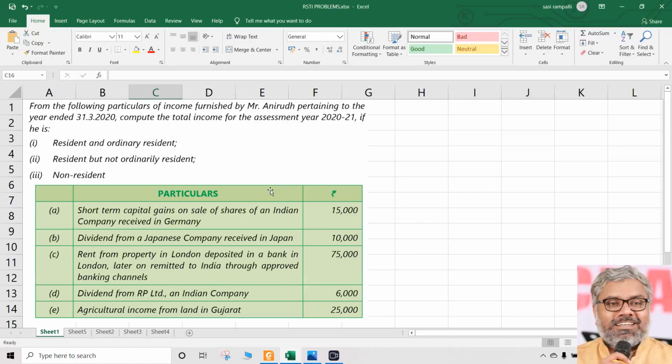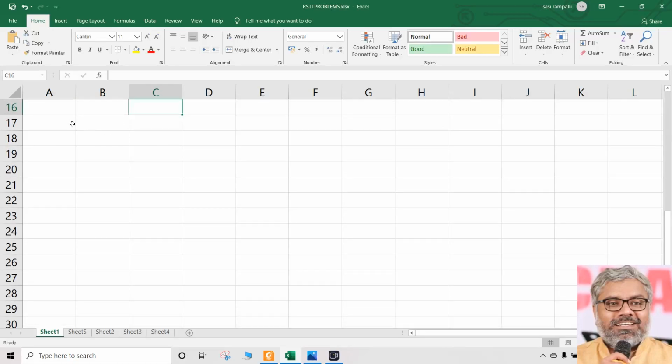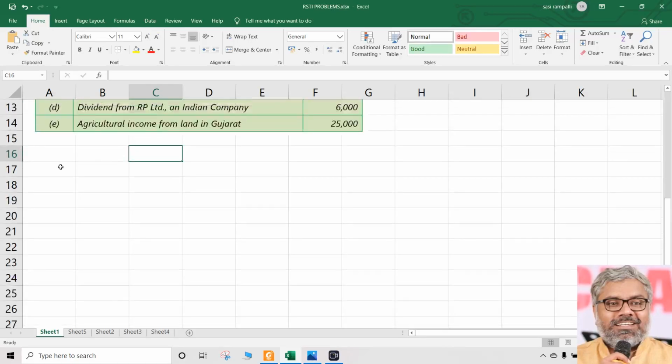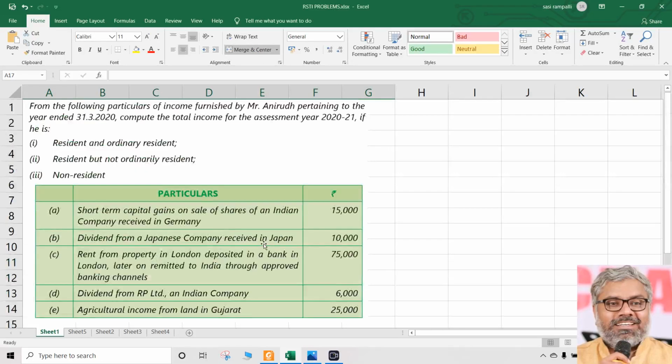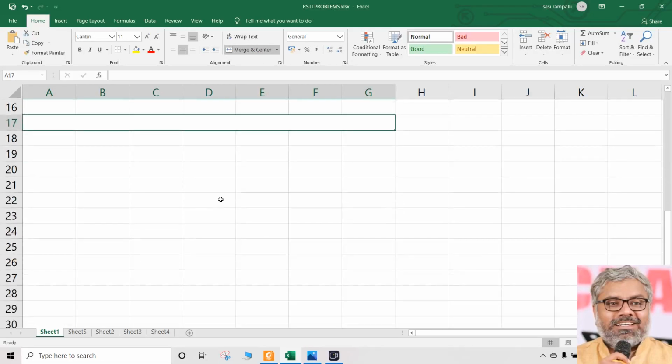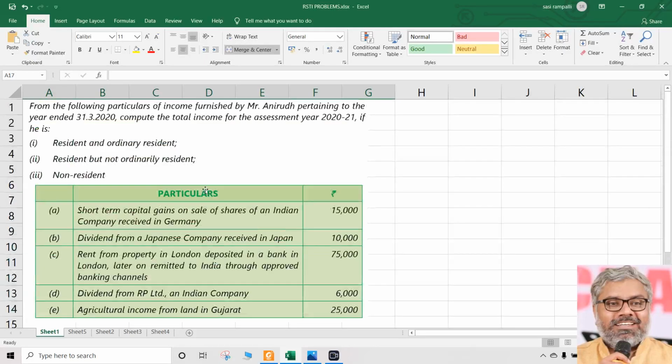For any question in the income tax, normally the presentation has to be very good. And I'm not going to tell that every time. First of all, there should be a proper heading. And what could be the heading here? Always it could be more or less the same. Statement showing computation of dash. That dash is what is asked in the question. Total income. Total income of whom? Of Mr. Anirudh. For which assessment year? For the assessment year 2020-21.